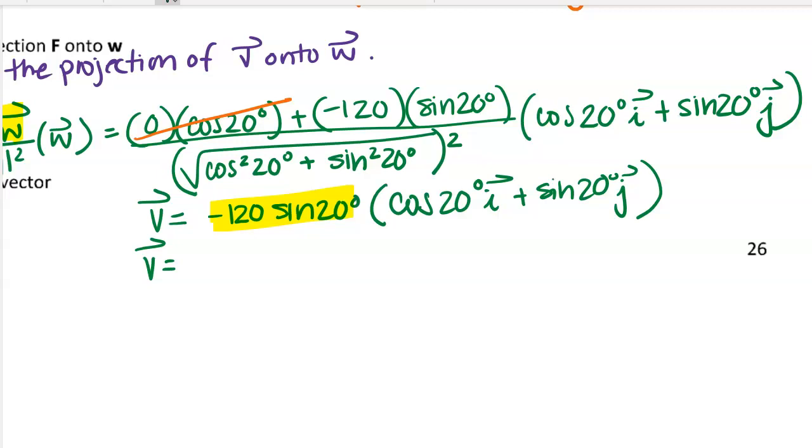All right, Brandon, what is your two decimal place? Negative 41.04. And then I'm going to copy this down. Perfect. Good job.